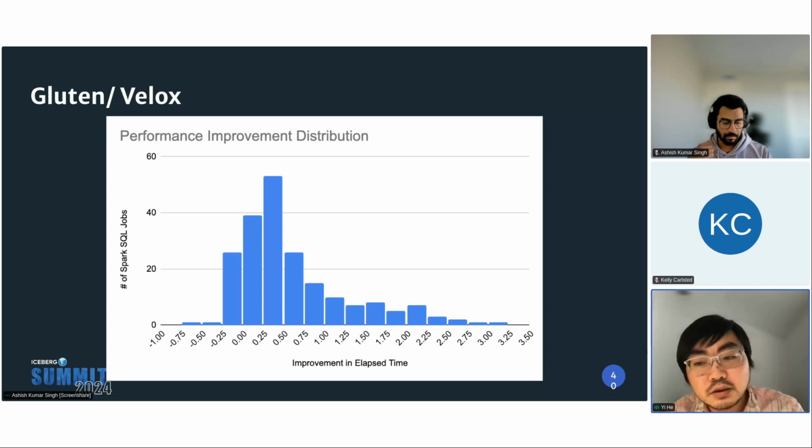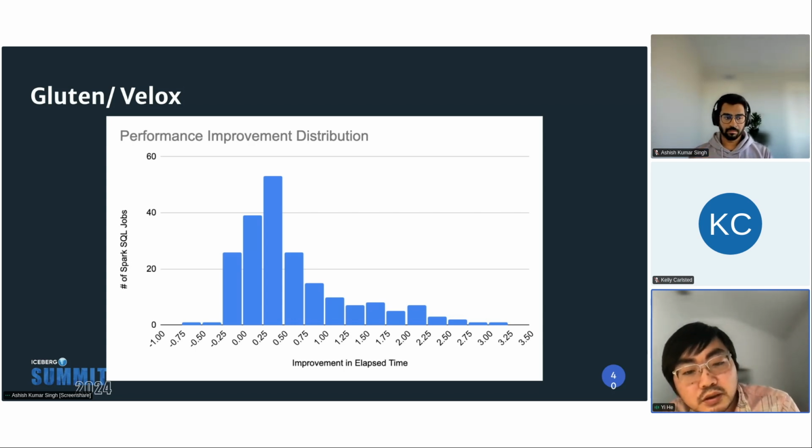We tested and validated over 200 Spark SQL jobs on Velox. On average, we have seen about 60% improvement over vanilla Spark and 60% reduction in memory utilization. For 86% of jobs tested, we saw improvement on Velox, while only 8% of jobs saw performance degradation greater than 50%.